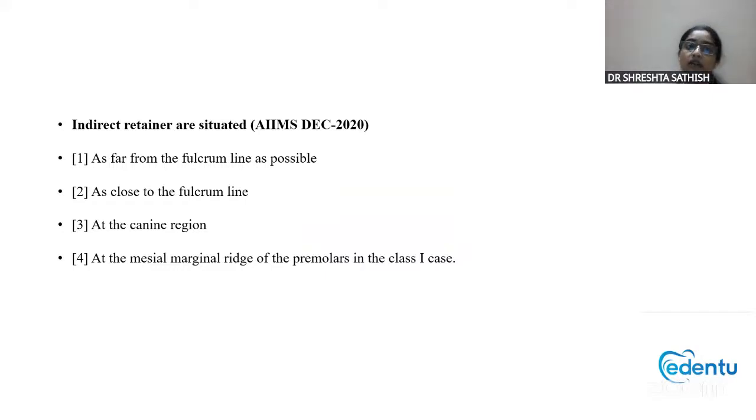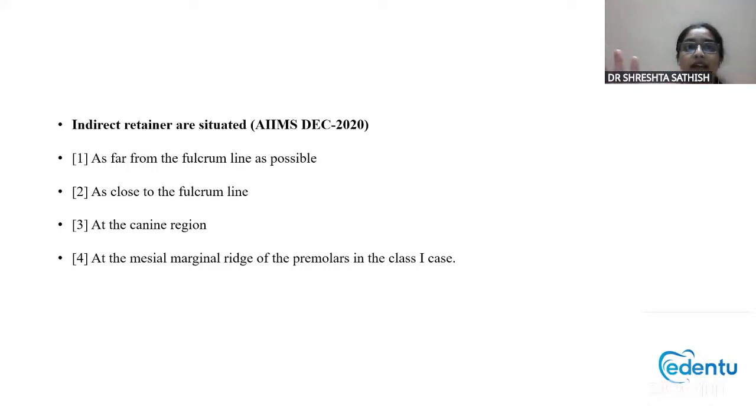Indirect retainers are situated as far from the fulcrum as possible, as close to the fulcrum line at the canine region, at the mesial marginal ridge of the premolars in a class 1 case. Remember, we discussed a question where we spoke about a unilateral distal extension case and the indirect retainer comes far from the fulcrum, or on the canine. That question was slightly more specific. They mentioned a unilateral class 1 situation. Here it is a vague question.